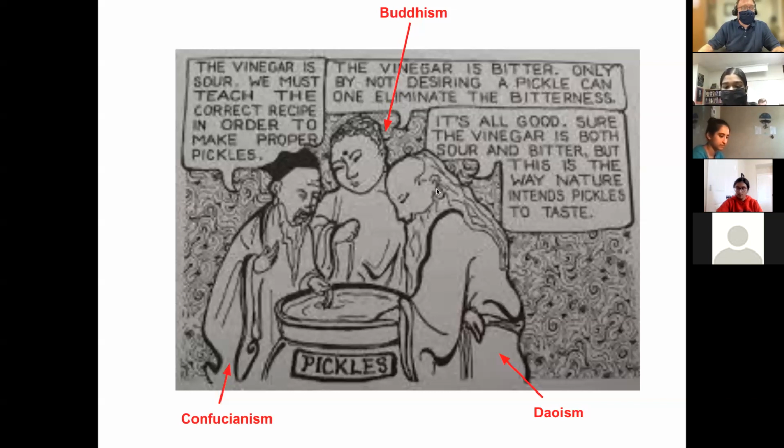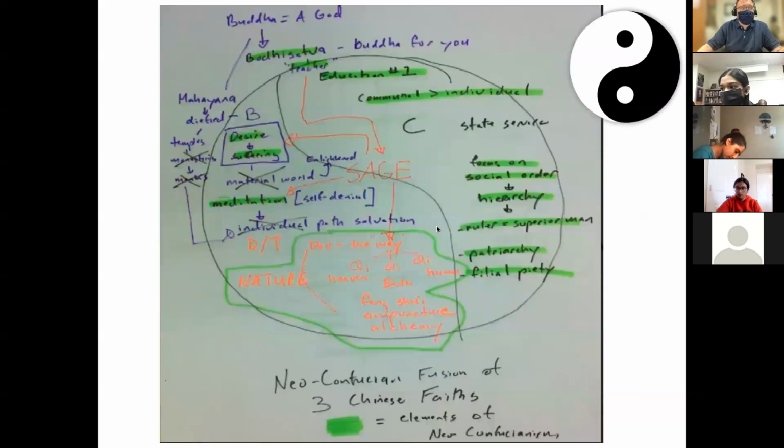Taoism is very individualistic and mystical. Confucianism is very public and communal. And in some sense, that's where you get the yin yang, the public and the private, the individual and the group.